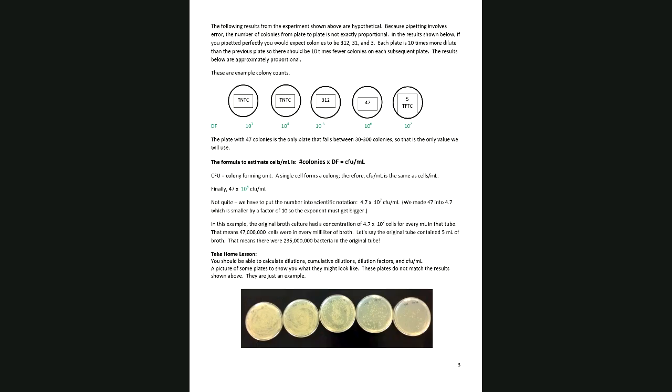So they might ask you something like, they'll give you these numbers and they'll give you this number here, and they'll ask you to estimate if there's 47 colonies on this plate, how many colonies would you expect to find on this plate? Right, because they wouldn't give you this number. So how many colonies would you expect to find on that plate if you know that the 10 to the 6 plate has 47 colonies on it? What would be your estimate on the 10 to the 5 plate?